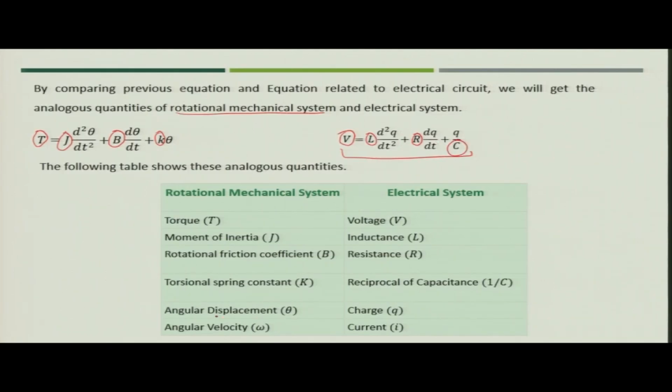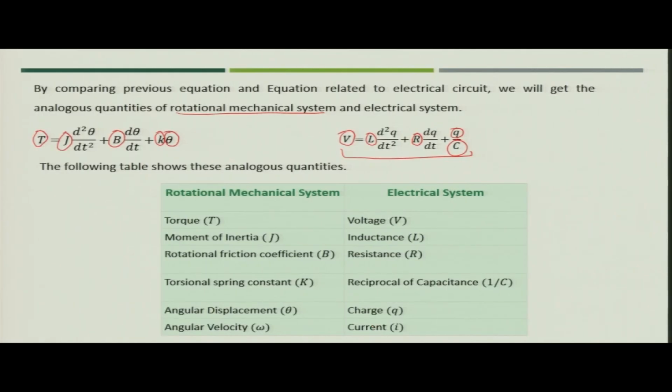Angular displacement theta is analogous to charge q, and then again if you take the derivative of theta, you get angular velocity omega, that is equal to d theta by dt, which is analogous to dq by dt, that is nothing but the current I.